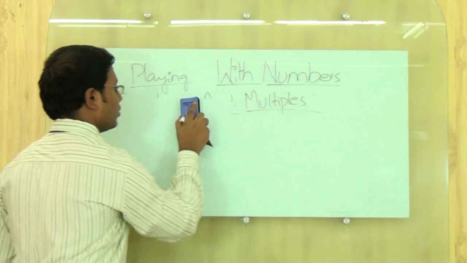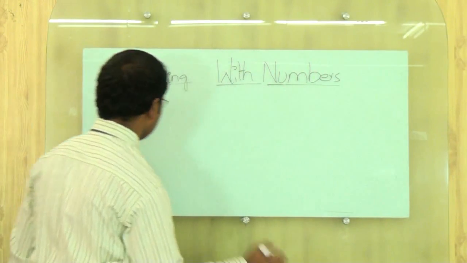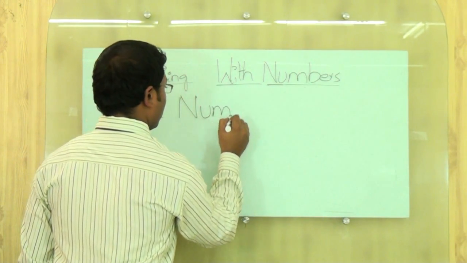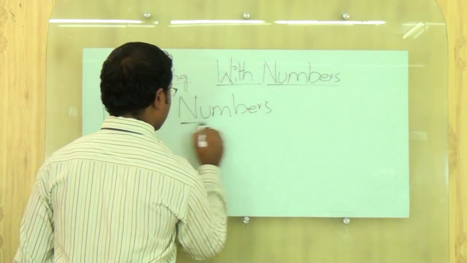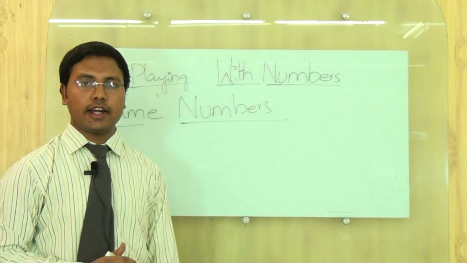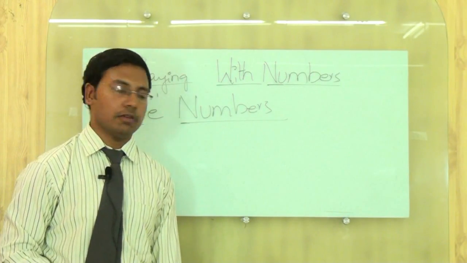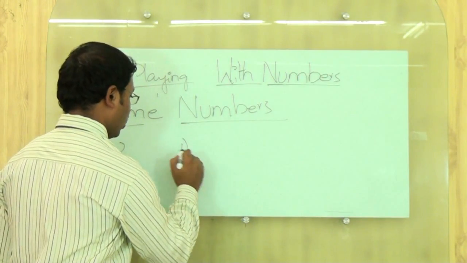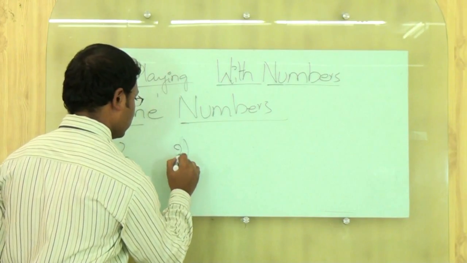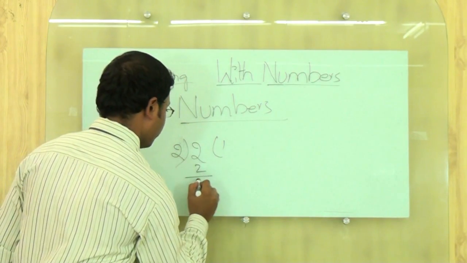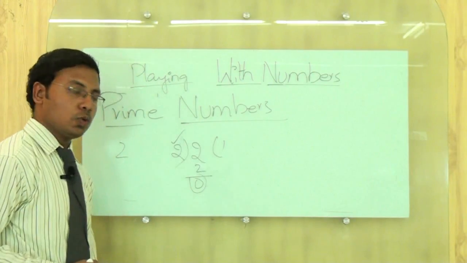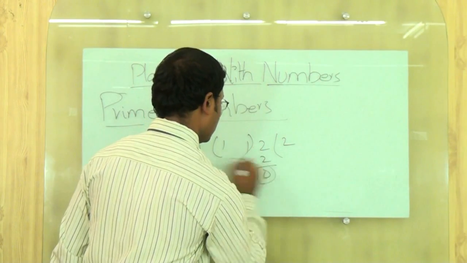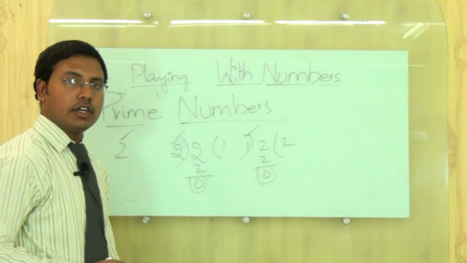Next topic is prime numbers. What are prime numbers? The numbers which are exactly divisible by 1 and itself are called prime numbers. Let us suppose we take the number 2. This number 2 is exactly divisible by 2 and 1. If you take the divisor as 2, 2 ones are 2, remainder is 0. That means 2 is divisible by 2. If you take 1, 1 two is 2, it is divisible by 1. Hence the number 2 is a prime number.